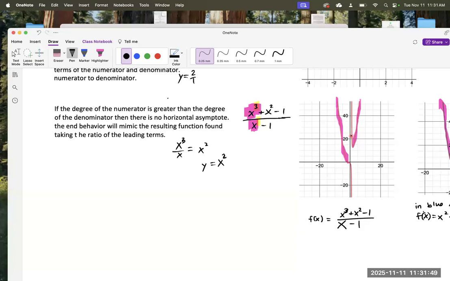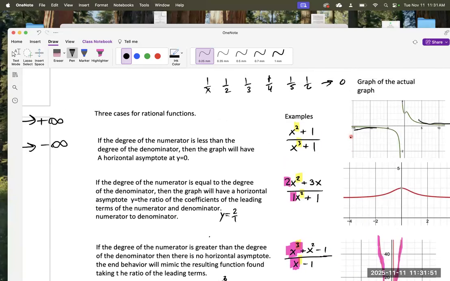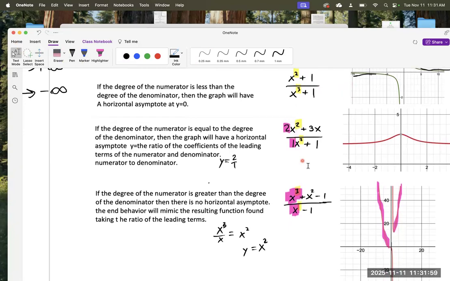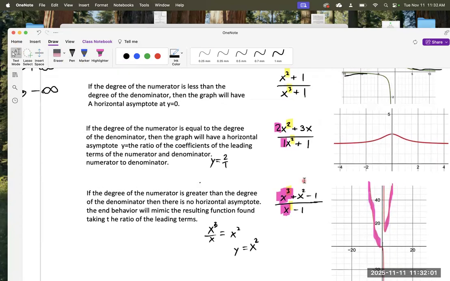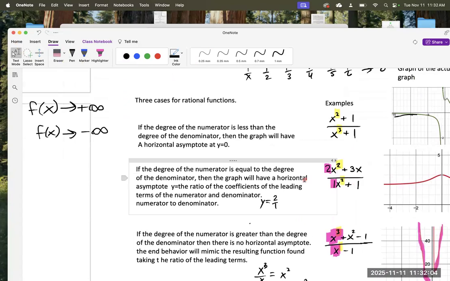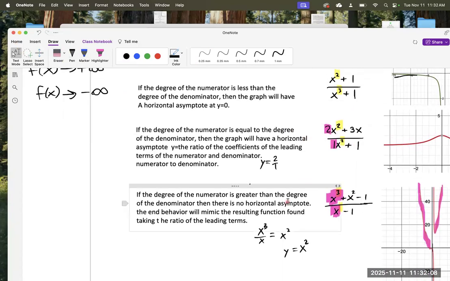All right. I hope that you found this valuable. So when you're dealing with rational functions, it'll be very important for you to identify whether the numerator or denominator has the higher degree. That will really help you to determine what the horizontal asymptote is, or in the third case, whether there is not a horizontal asymptote.